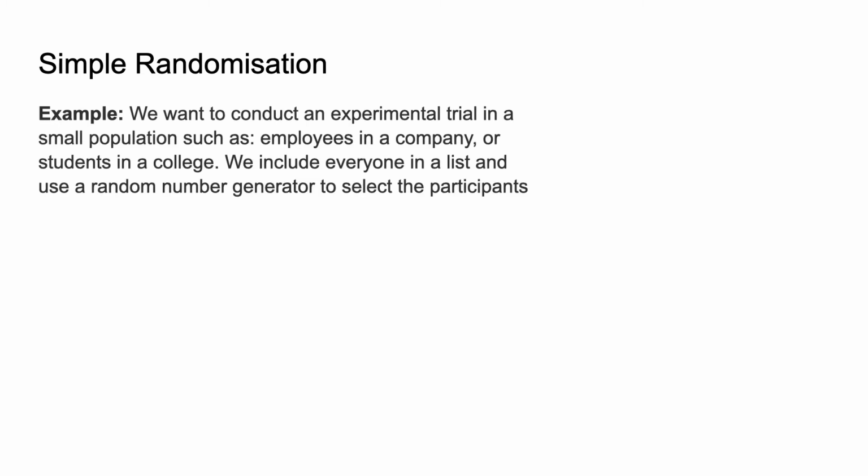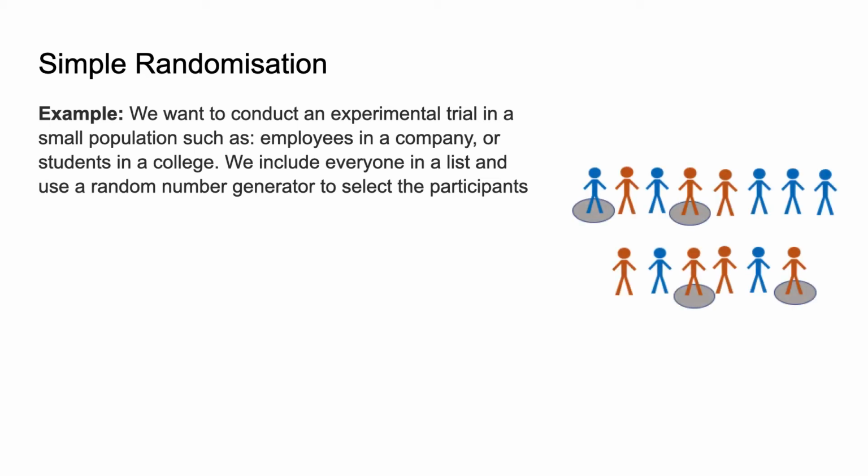So you want to conduct an experimental trial, right? A clinical trial on a small population. Let's say, for example, students in SRU college. You want to include everyone in the list, which is basically a list of the students in this college, or in this institution or a company. And then you use a random number generator. This is usually a computer application, and what it does is select people randomly from the sampling list.